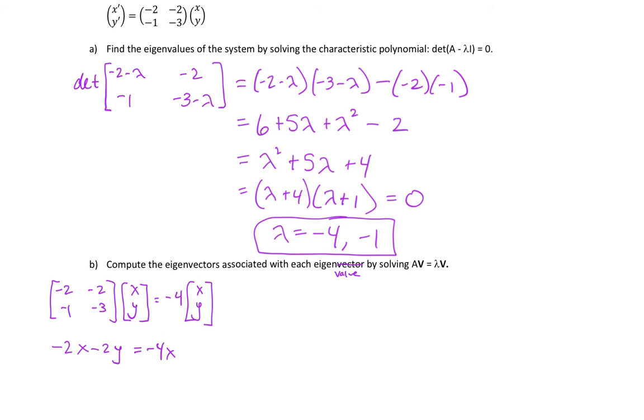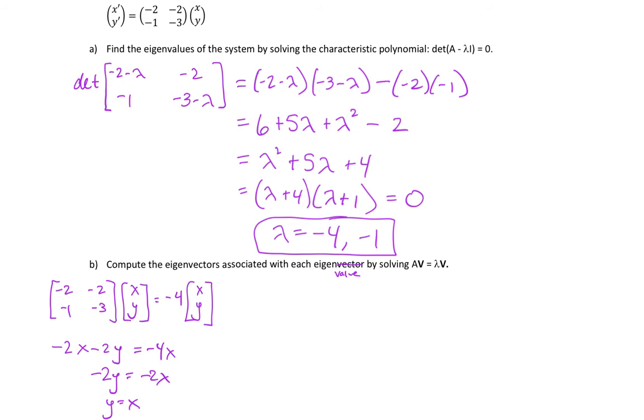Now the second equation will either give you no information at all or the exact same information as the first equation. So if the first equation gives you enough information, that's the only one you need. So I want to solve this for y. So I have -2y equals -2x, adding 2x to both sides, which means y equals x.